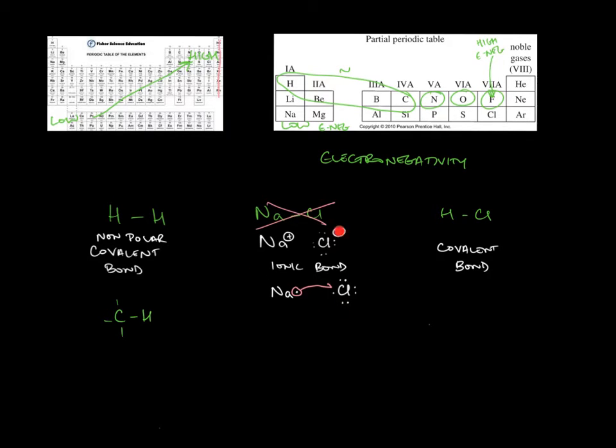An ionic bond is an extreme example where instead of the electrons being shared, they're completely on one side or completely taken away from the other side. Therefore, we see something with a full negative charge or a full positive charge.